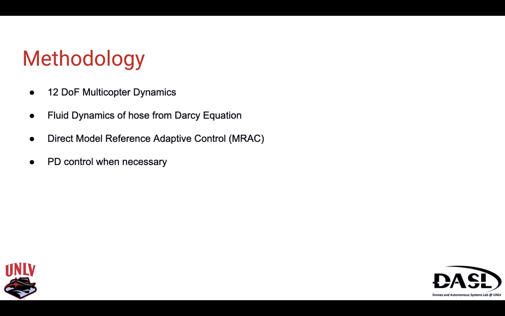So overall, we've got XYZ and then roll, pitch, yaw as positions, and then the full state would be position and velocity. When I take the derivative, I get velocity and acceleration. I'm combining aerodynamics with fluid dynamics from the hose. I'm attempting to apply direct model reference adaptive control and falling back on PD control when that fails.